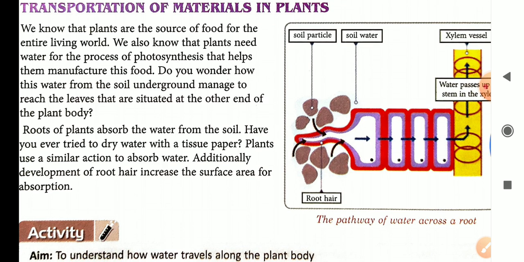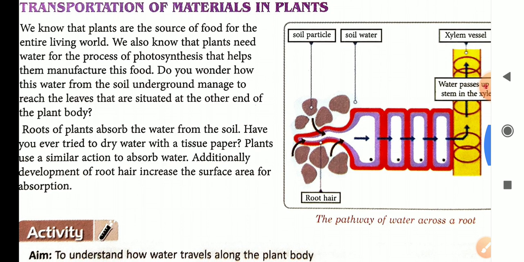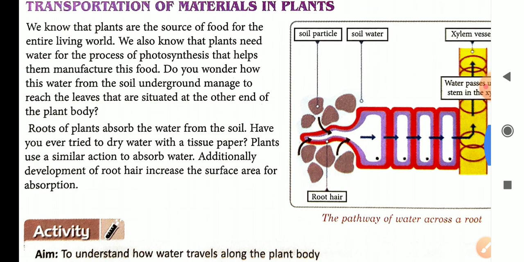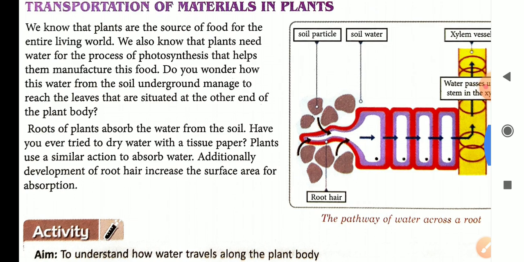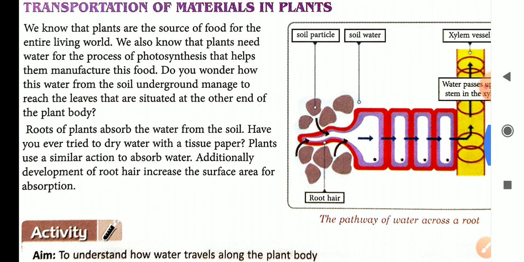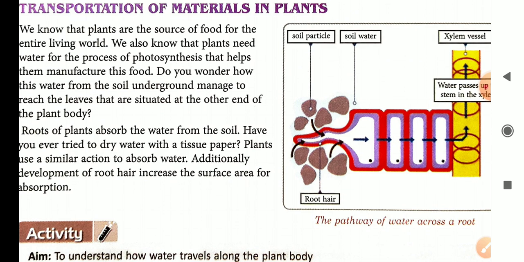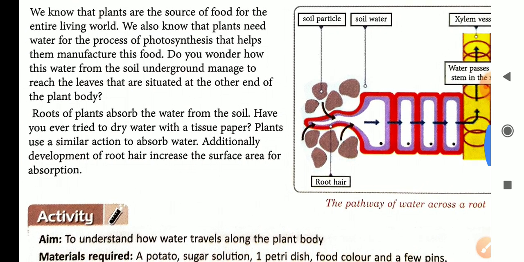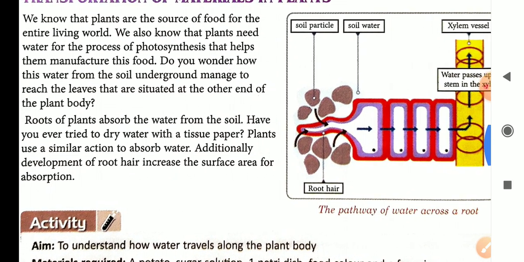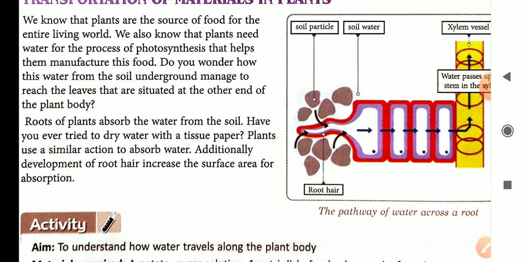And the water from the soil, it is also needed by the plants. So, do you know how this water from the soil underground reaches the leaves that are situated at the other end of the plant body? The answer is the roots. The roots of plant absorb the water from the soil.